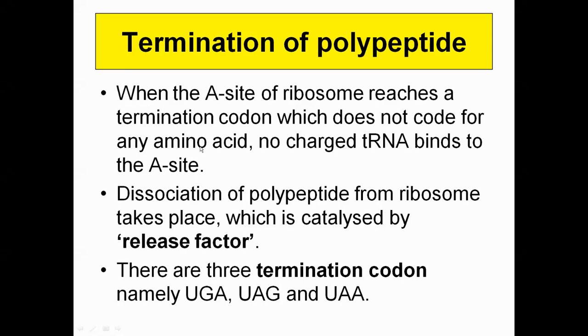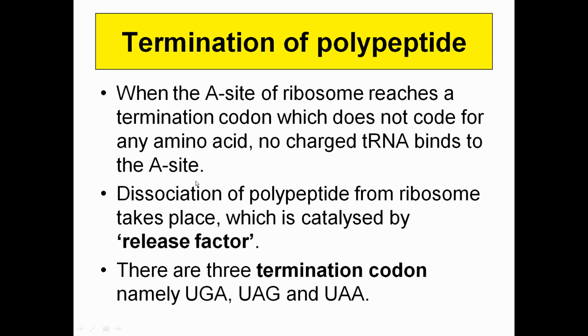The last step is the termination of the polypeptide. When the A site of the ribosome reaches the termination codon, which does not code for anything, as you know, there will be a stop codon. So no charged tRNA is going to bind at that point, that is the A site. So some release factors are going to bind at that site, and the dissociation of the large and small subunits of the ribosome from the mRNA, with the polypeptide being formed, will happen, and the whole translation complex is going to be dissociated, and that can be utilized for further translation.